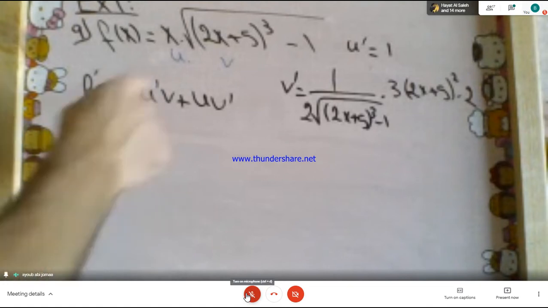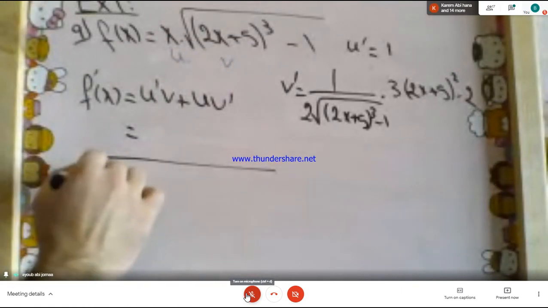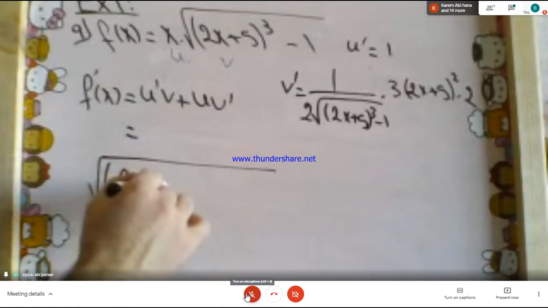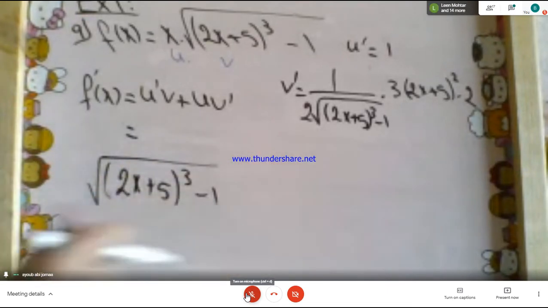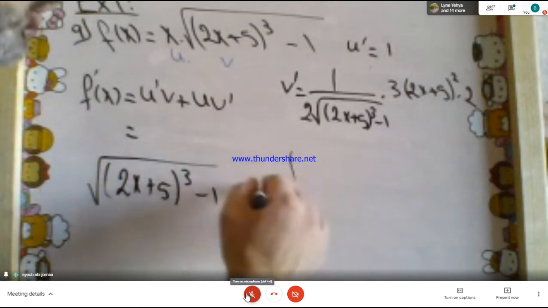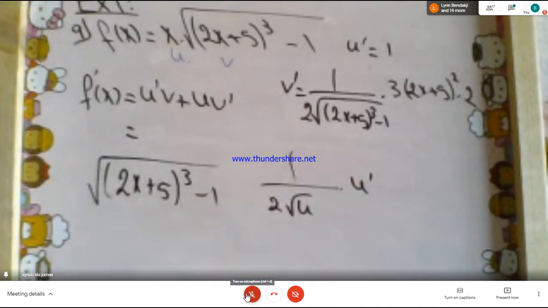First, do you agree that this is u times v? Okay, then the derivative of v. The v here is radical 2x plus 5 to the power 3 minus 1. How to find the derivative of this radical? According to the rule, it is 1 over 2 radical u times u prime, isn't that what the rule says? Good. So 1 over 2 radical.